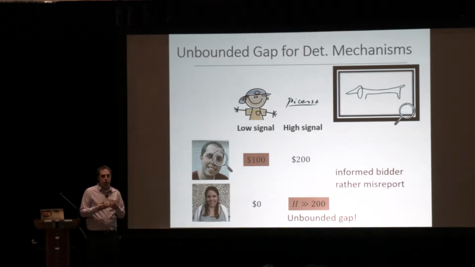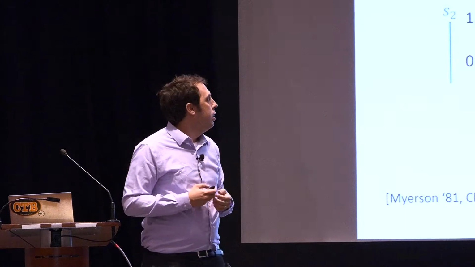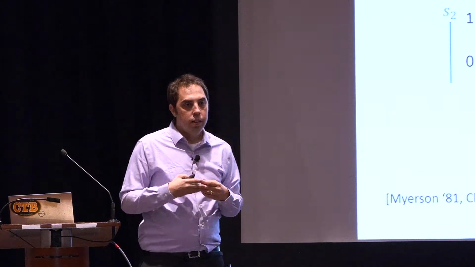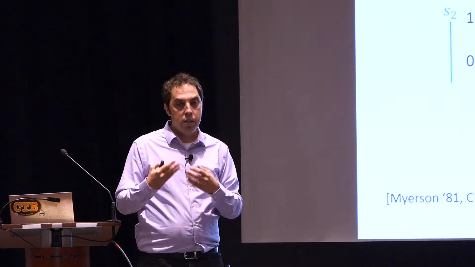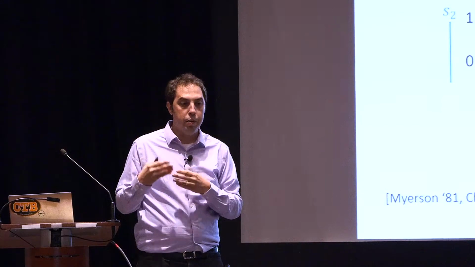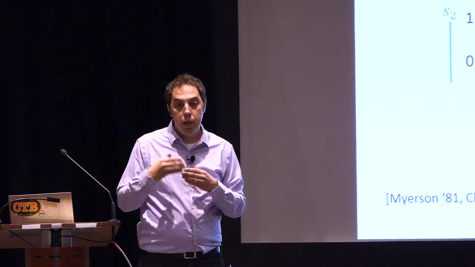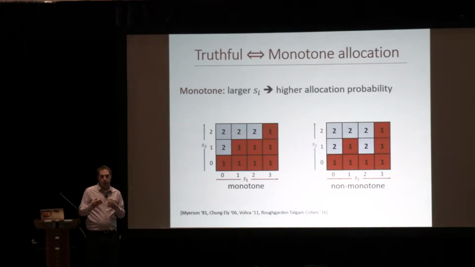So we saw one allocation that can't be implemented, the optimal one. And to give you some characterization that you can relate to, in this model, similarly to Myerson's lemma that we know and love in the private values model, an allocation can be implemented if and only if the allocation rule is monotone in the signal, meaning that as an agent increases the signal, his allocation probability also increases.